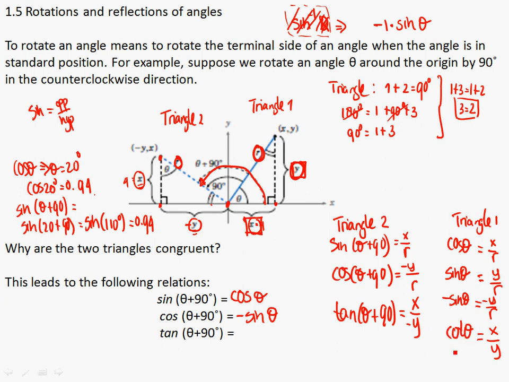But I need it to be a negative, so I'm just going to multiply here by a negative to make this a negative x over y. So that means that a negative cotangent, the opposite of the cotangent, would be the same as finding the tangent of theta plus 90. You guys okay with this mess?